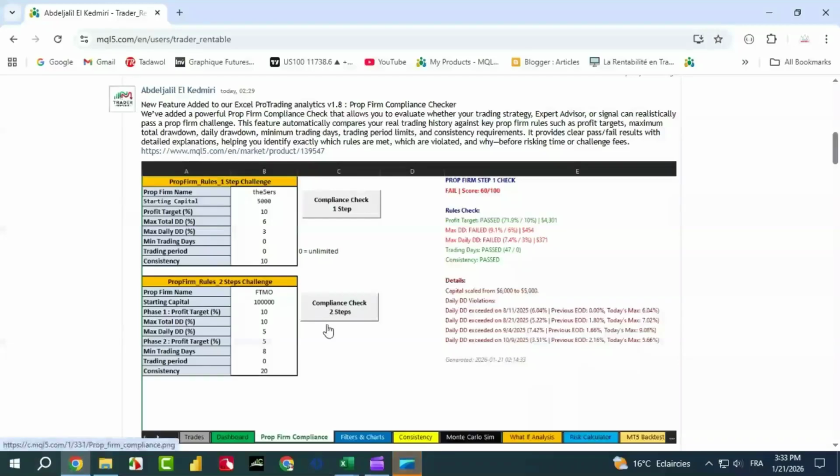Hello traders. Today we're introducing the latest update to our Excel ProTrading Analytics template, the Prop Firm Compliance Checker. This new feature allows you to evaluate whether your trading strategy, expert advisor, or signal can realistically pass a prop firm challenge. It automatically analyzes the trading history and compares it against key prop firm rules, including profit targets, maximum drawdown, daily drawdown, minimum trading days, trading period limits, and consistency requirements.